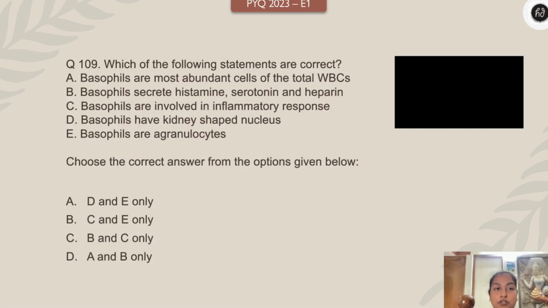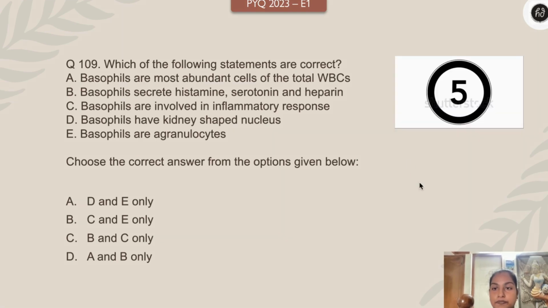The last and the final question for the day: which of the following statements are correct? Basophils are the most abundant cells of the total WBCs. Basophils secrete histamine, serotonin and heparin. Basophils are involved in inflammatory response. Basophils have kidney-shaped nucleus. Basophils are agranulocytes. Choose the right option. Your time starts 3, 2, 1 right now.